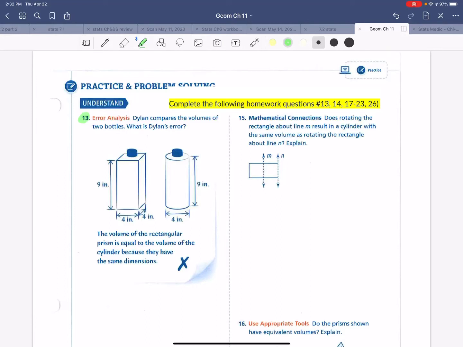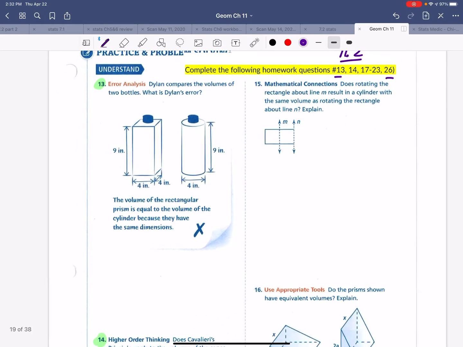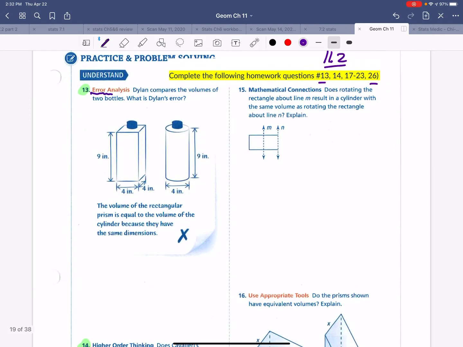Okay, guys, we're going to do homework for 11.2, so let's do it. We're going to do questions 13 through 26, skipping a few along the way. So first off, an error analysis.